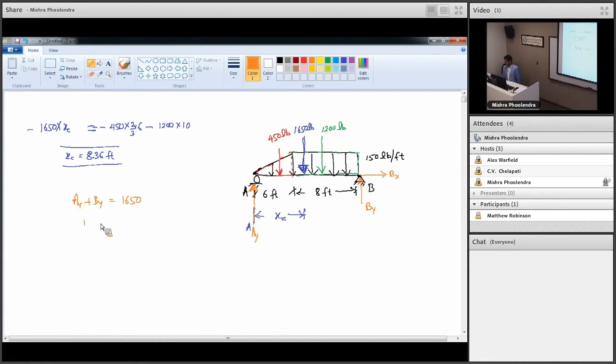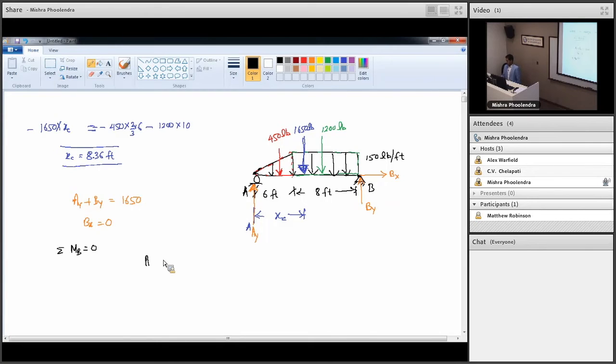1650. And also there is nothing in the X, so BX has to be 0. And now how would I get the AYs or BYs, any of them? By taking moment. So we can take the moment about any of the points because we know the moment about A is going to be 0 or B is going to be 0. If I take the moment about B, you can take A for sure. So what we are saying, sum of the moments about point B must be equal to 0.